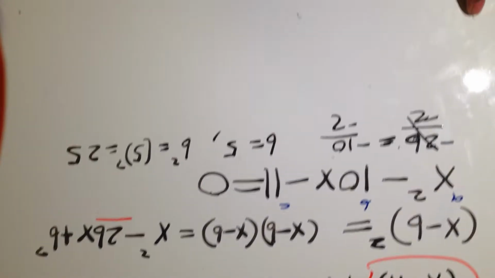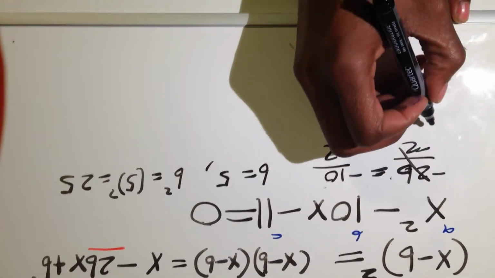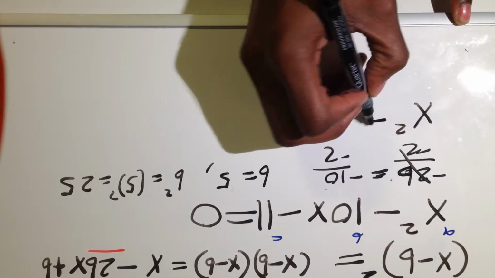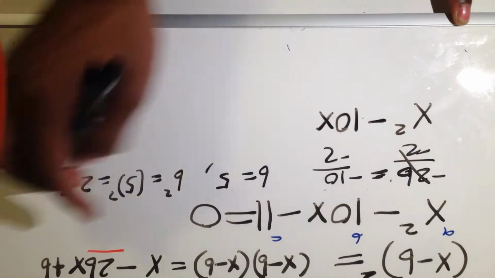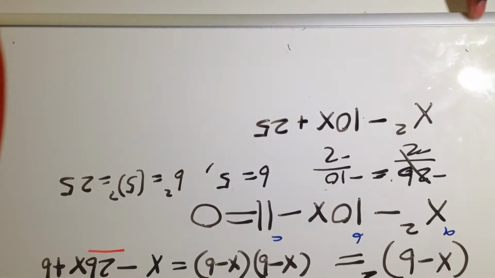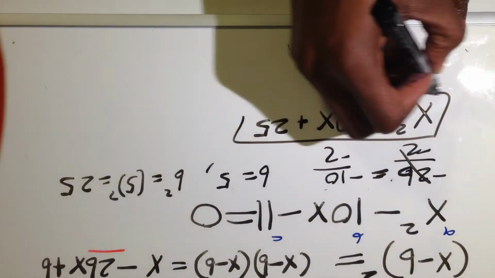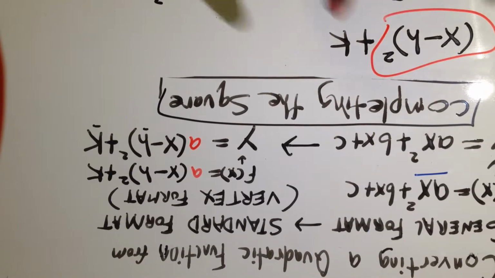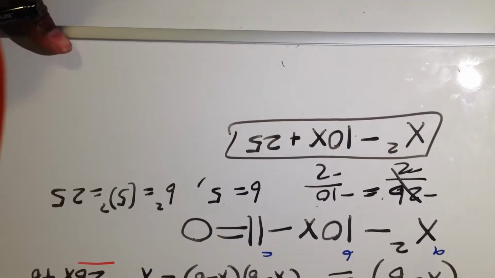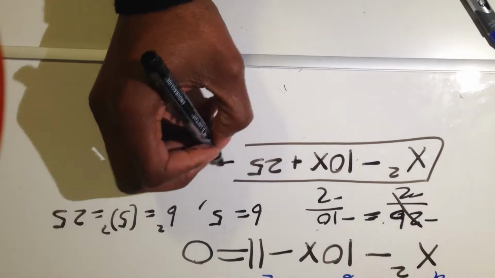And so the perfect square that we want from here will look like this: x squared minus 10x. We want here b squared, plus 25, right? So that's the perfect square that we want to get at. We want this perfect square in order to change from the general format to the standard format, right? This is how we do it. So this will equal 0.